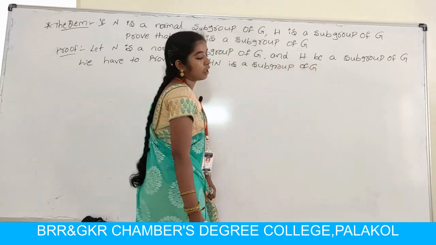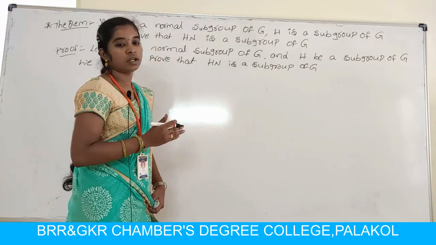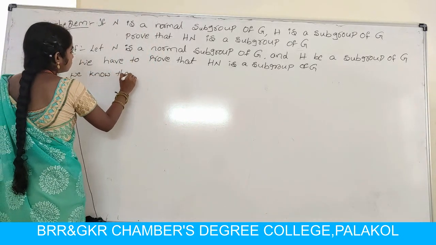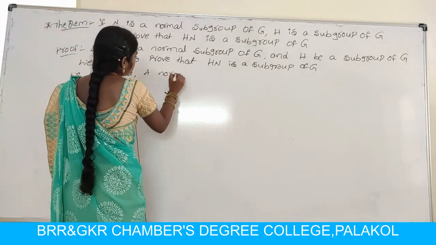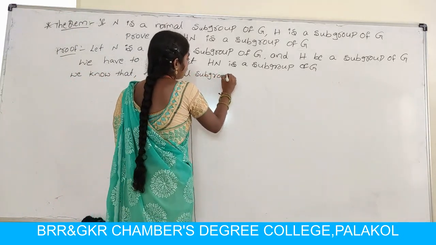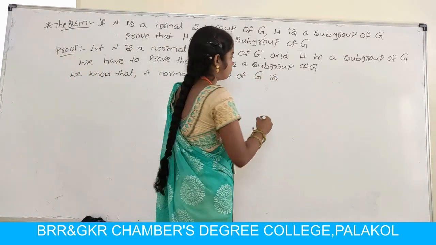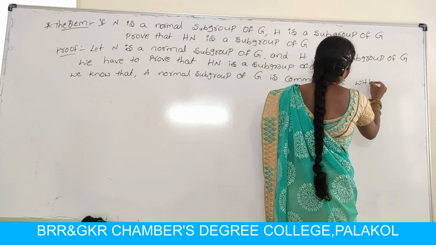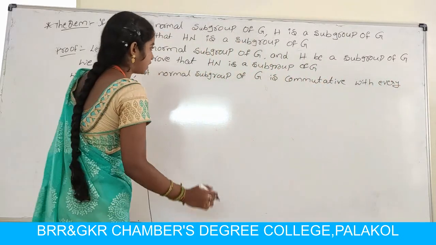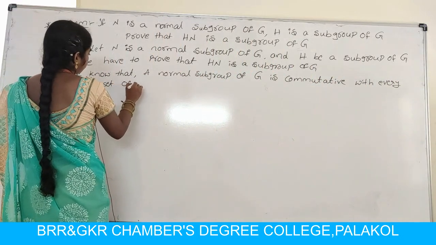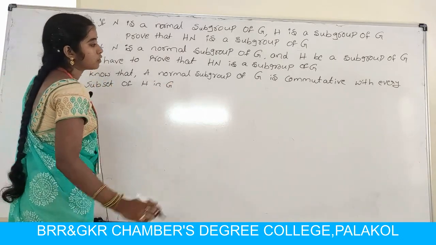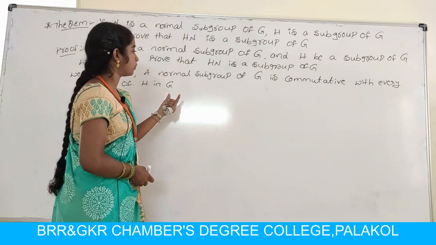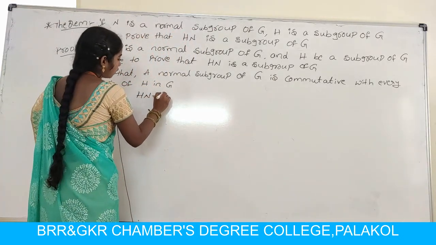Already you know that a normal subgroup of Z is commutative with every complex or subset of Z. So already you know that by the known theorem, every element of a normal subgroup of Z is commutative with every complex or subset of Z. So by using this theorem, H is a subset of Z, so it can be written as HN equals NH.